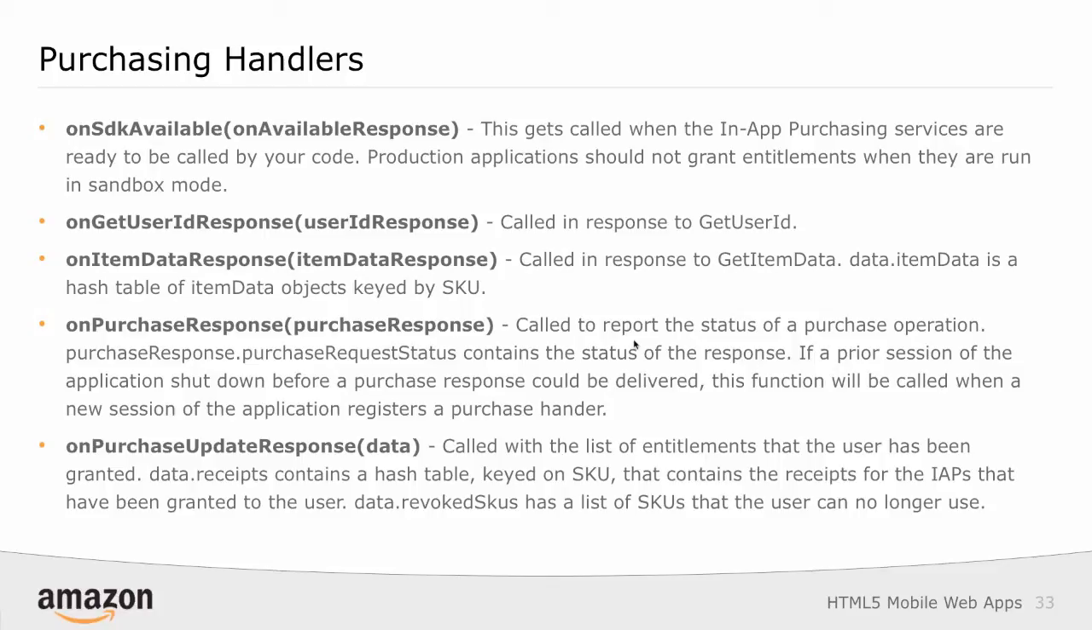So you're going to see in a second, what I do is I set up an alert box that says I'm in test mode so that I know I'm actually testing locally. And then on get user ID response, we're going to get the user ID, and then so on and so on. So you can see we can get data, we can get purchase, and we can update the response.